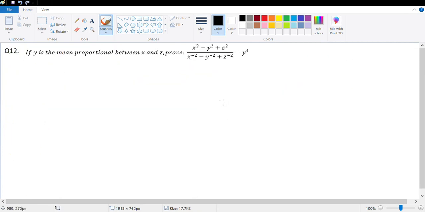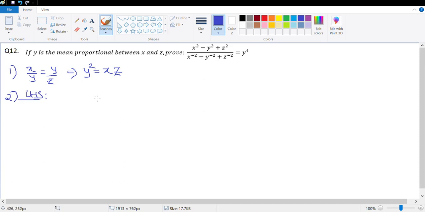The next homework question was question number 12. It says y is the mean proportion between x and z, which means x upon y is equal to y upon z, basically meaning y square is equal to xz. Next, we need to prove the left hand side is equal to right hand side. Now let's start working with the left hand side and see what we get.